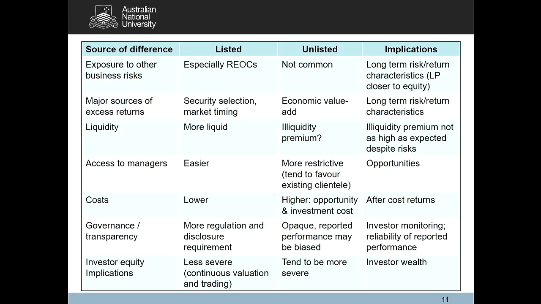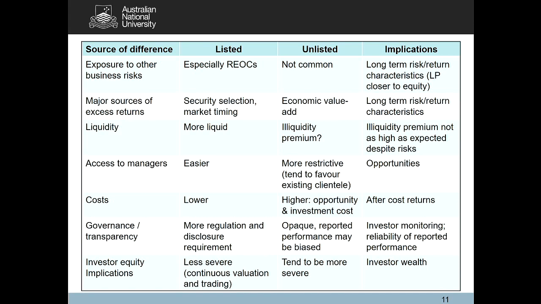Major source of excess returns in REITs, it's more about how you trade for what price and when. It's security selection and market timing. Whereas unlisted, non-core property, it's all about economic value add. We know listed is more liquid than unlisted. And also, it doesn't seem like unlisted gives you much of an illiquidity premium, which is a bit of a shame. Access to managers, a lot easier, obviously, in a listed REIT. You just go and purchase shares in the REIT on the exchange, than in unlisted, where in the non-core space in particular, they tend to favour your large existing clientele.